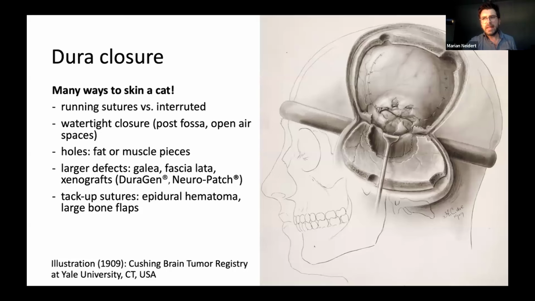So our technique, when we are not able to close the dura with primary stitching, so running or interrupted stitches, and we, for example, would have holes, is that we use autologous material to cover these holes. That's either fat or muscle, usually also positioned with sutures. And for larger defects, our main material of choice is galea or fascia lata, and not available xenografts like Duragen or Neuropatch.